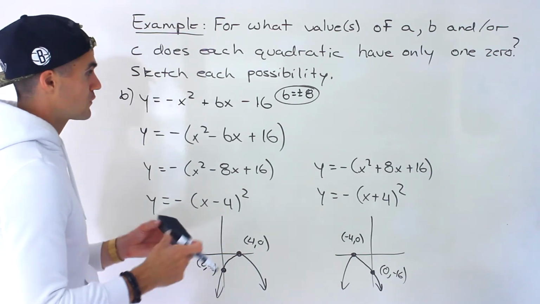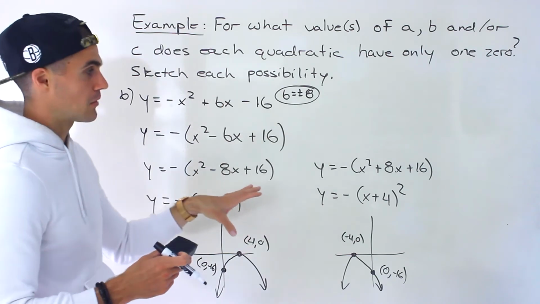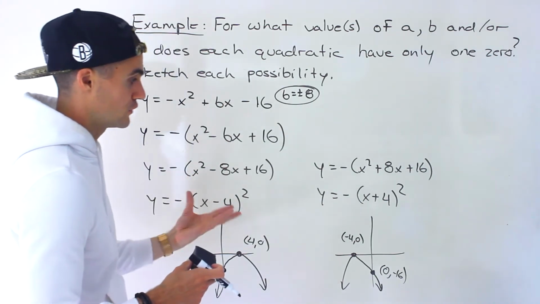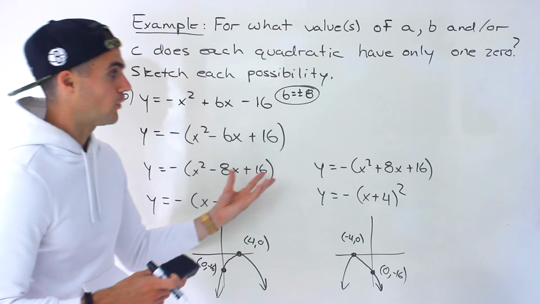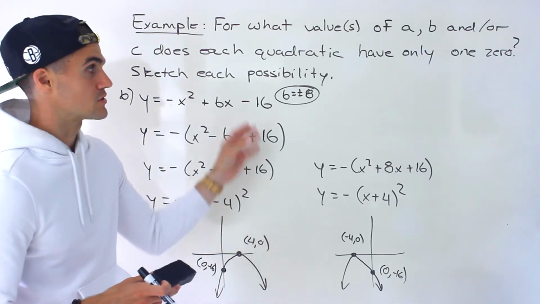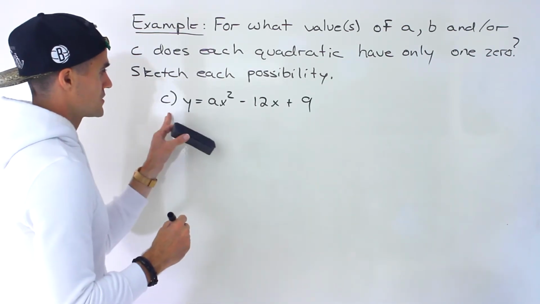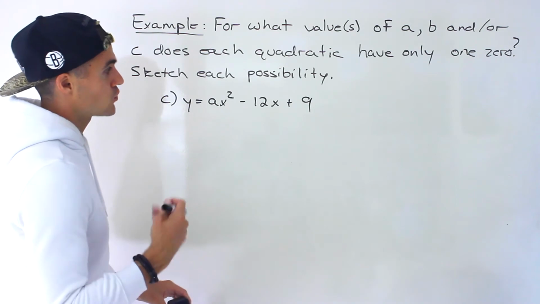But if you have a different way of taking these quadratics and finding the constants that make them a perfect square trinomial, feel free to use that way. The point is that all of these quadratics have to be perfect square trinomials in order for them to only have 1, 0. Then moving on to part C, so we got y equals ax squared minus 12x plus 9.